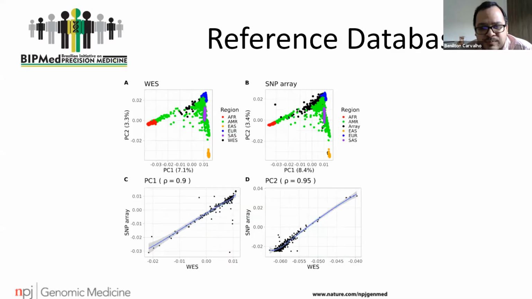Now, just to remind you of a famous PCA plot, here are the PCAs for exome data and SNP data. I will just focus on the SNP data because it's pretty much reproducible everywhere. We have the corner with Europeans, Africans at the left-hand side, Asians at the bottom right, and then mixed American populations here in green.